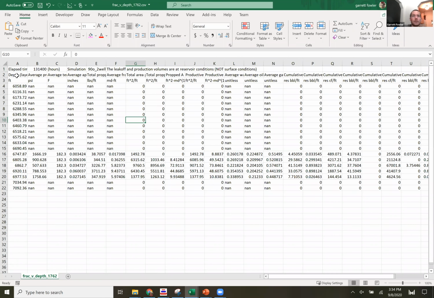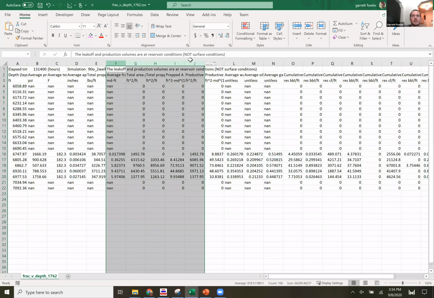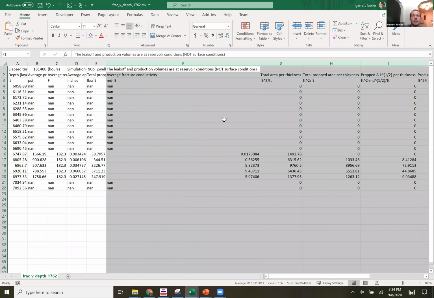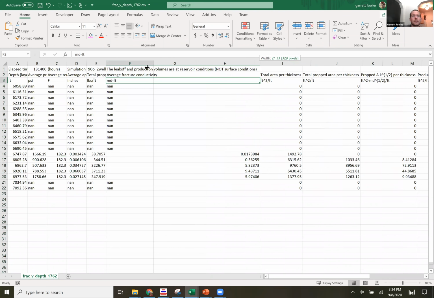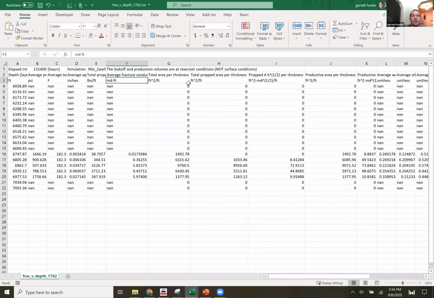One of the very useful things that it produces is versus depth, a series of properties. So we can see that there is total propped area per thickness, which is going to be one of the things that I will plot and compare between simulations.